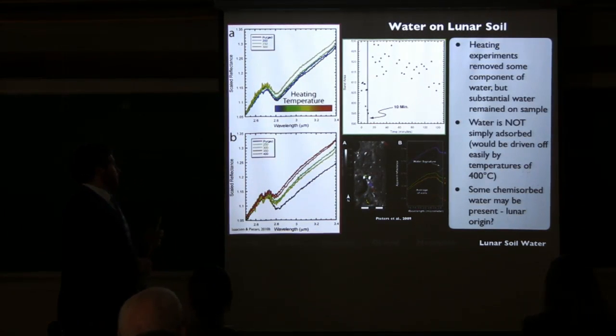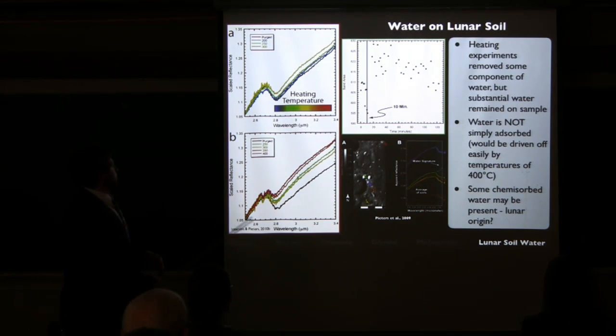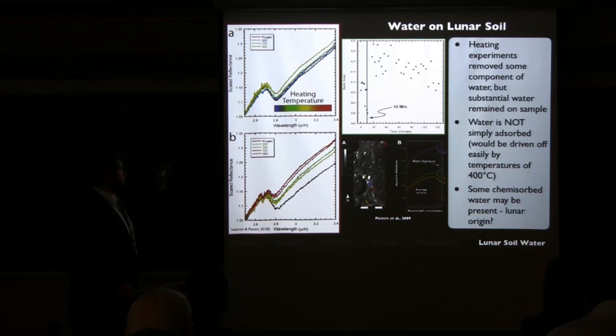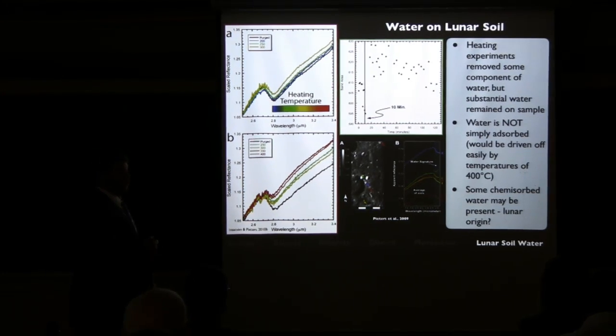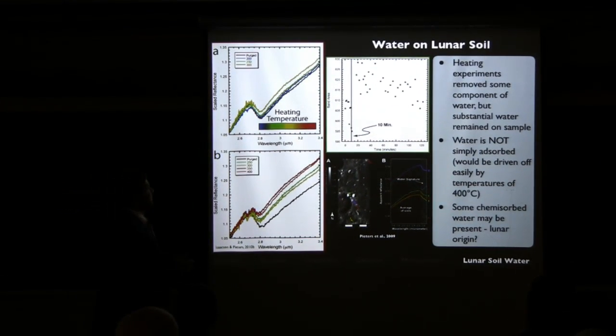And just talking about my results quickly, what we were able to do was remove some of the water through heating experiments, but not all of it. I'm showing you two runs, and the temperature is coded by color here. So the hottest temperatures are orange and red. And even by heating up to 400 degrees Celsius, we weren't able to get rid of even close to all of the water. There's less. You see Darby shaking her head, yeah, of course not.